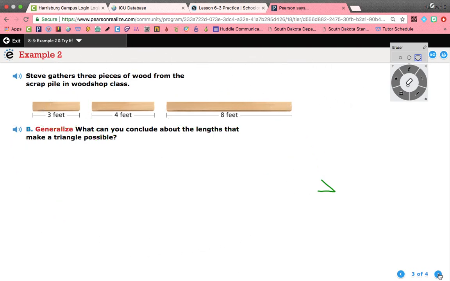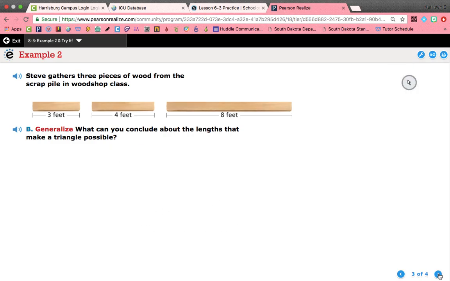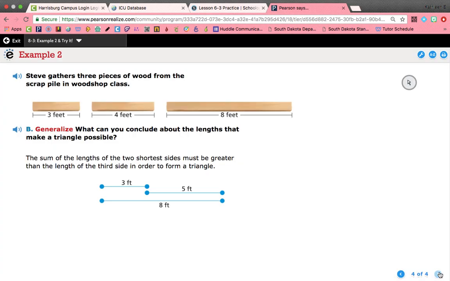Generalize what you can conclude about the lengths that make a triangle possible. Well, we kind of just did that. Let's see if it gives us the answer. The sum of the lengths of the 2 shortest sides must be greater than the length of the 3rd side in order to form a triangle. Ingrain that into your brains.